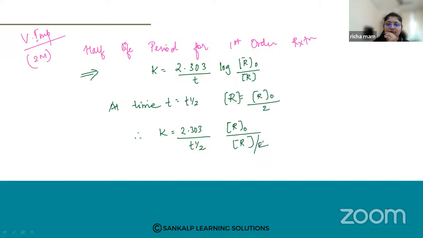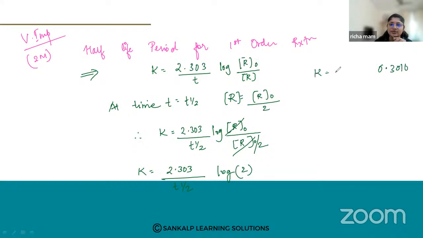R naught by 2. Okay. So K will be equal to 2.303 by T of half. So R naught and R naught get cancelled. So here it will be log of 2. So what is the log of 2? Find out log of 2, it is 0.3010. Okay, so K is equal to 2.303 by T of half into 0.30.